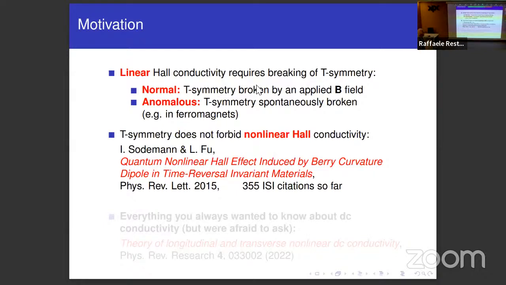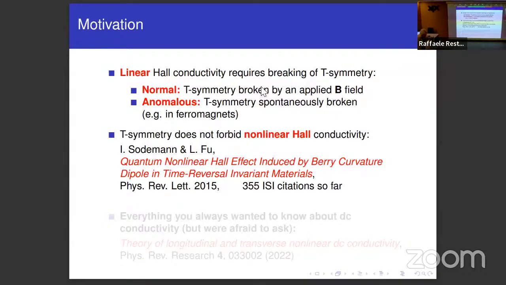Now, also, it interests me because you see in the title there is a Berry curvature, of course, and this is the reason why I'm interested. I don't like this paper too much. Besides the message, I don't like it because it is semi-classical and it makes the conductivity solid. I think things can be done better, more elegantly, and more fundamentally.